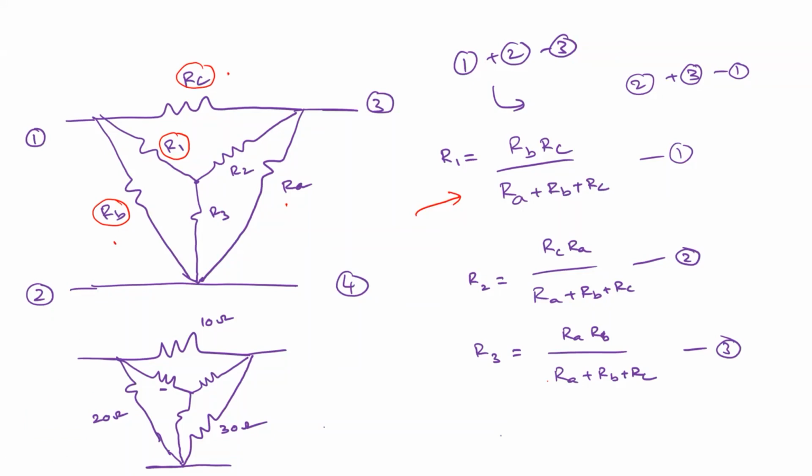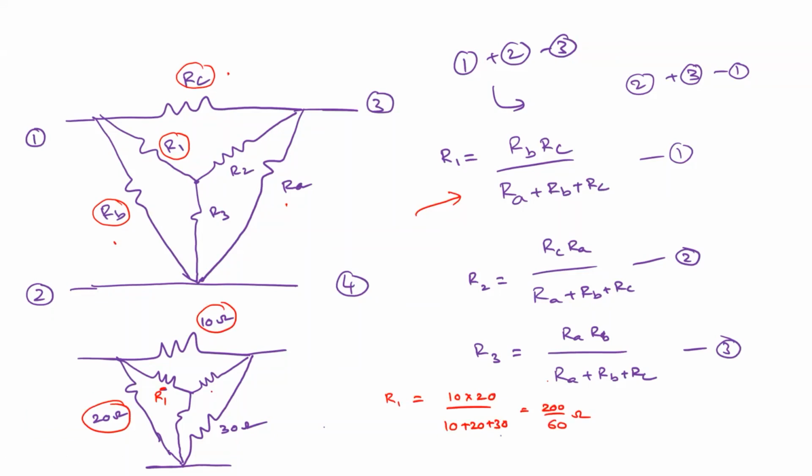Now tell me what the value is. R1 is 10 into 20, multiplication of the adjacent ones, divided by the sum of all these: 10 plus 20 plus 30. What is R1 now? 10 into 20 is 200, upon 60. So R1 is 200 by 60.